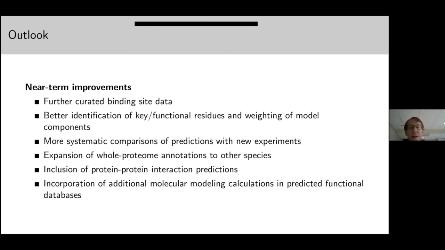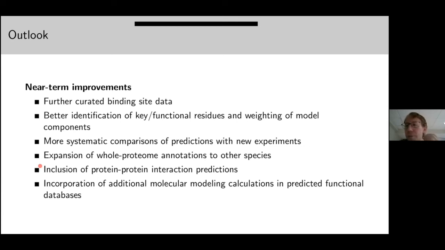And so I think the near-term opportunities we have for improvement that we're currently working on are things like better curating binding site data to get more information from that, having better methods for identifying the key residues so we can emphasize more of the alignment around key binding sites, and then a lot of expanding into whole proteome annotations in other species, and also pulling in the protein-protein interaction predictions that I briefly mentioned at the end.